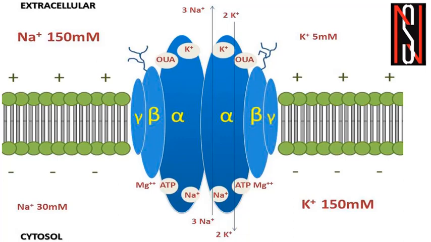Here the only purpose of showing this diagram is for the Na+/K+ ATPase, the sodium-potassium ATPase. You just have to consider this representation of how the sodium-potassium ATPase looks. There are basically two alpha units and two beta units, which we will discuss in the next few slides.